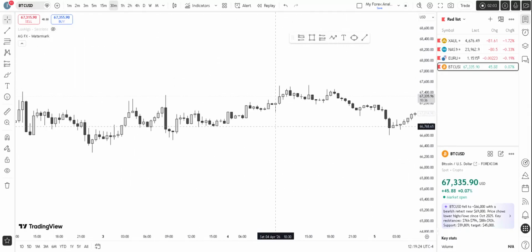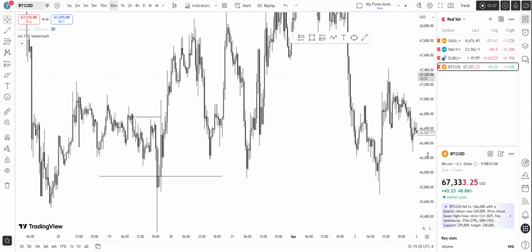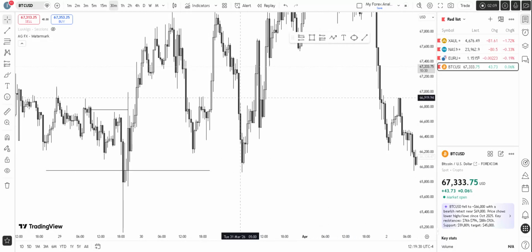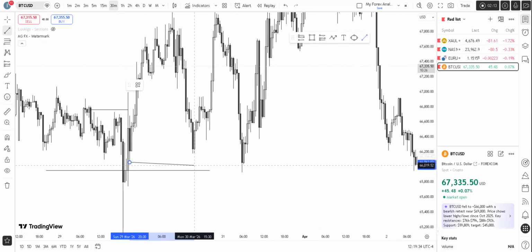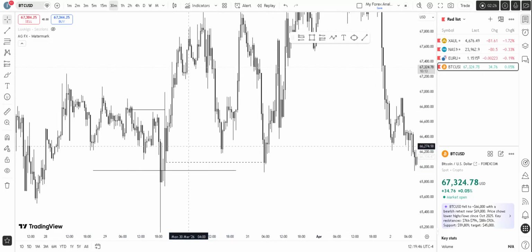So I step down to a much lower time frame to spot my liquidity. Now this is an internal range liquidity. So this is my liquidity. All right, so that's my liquidity. Let me represent it using dotted lines. So this is my liquidity.